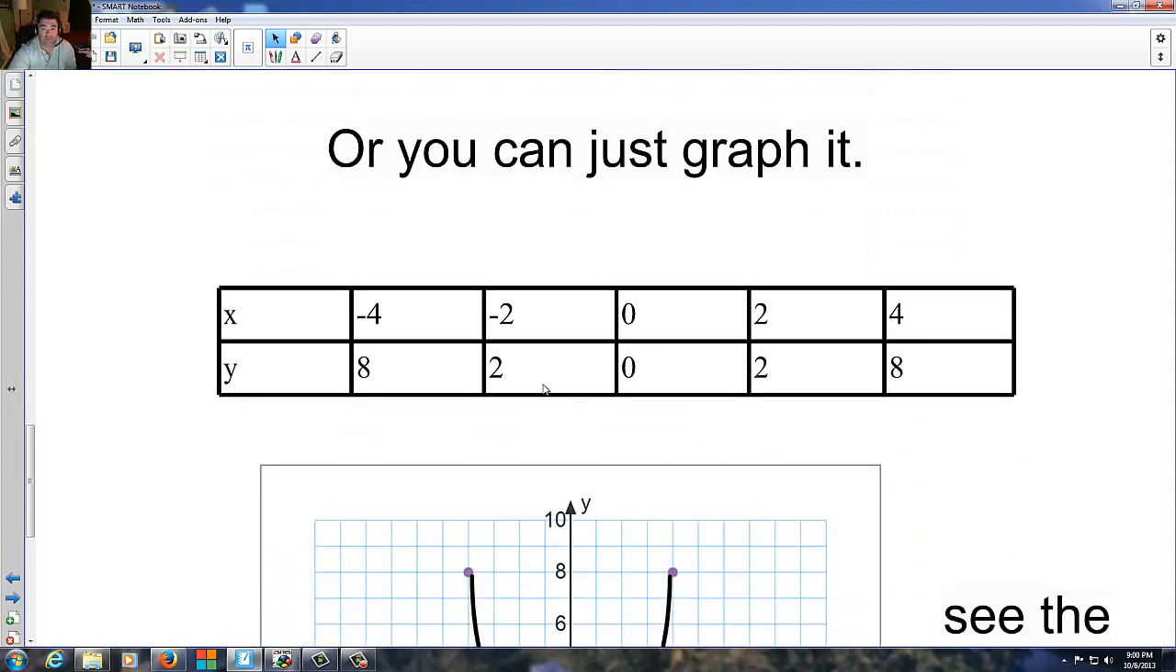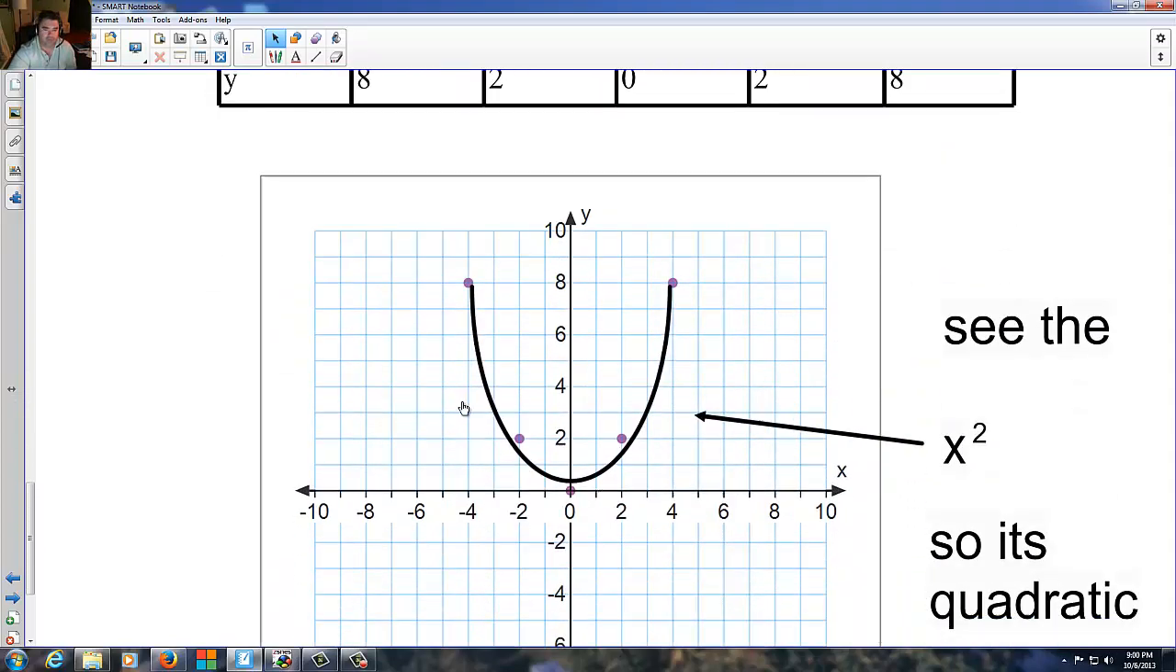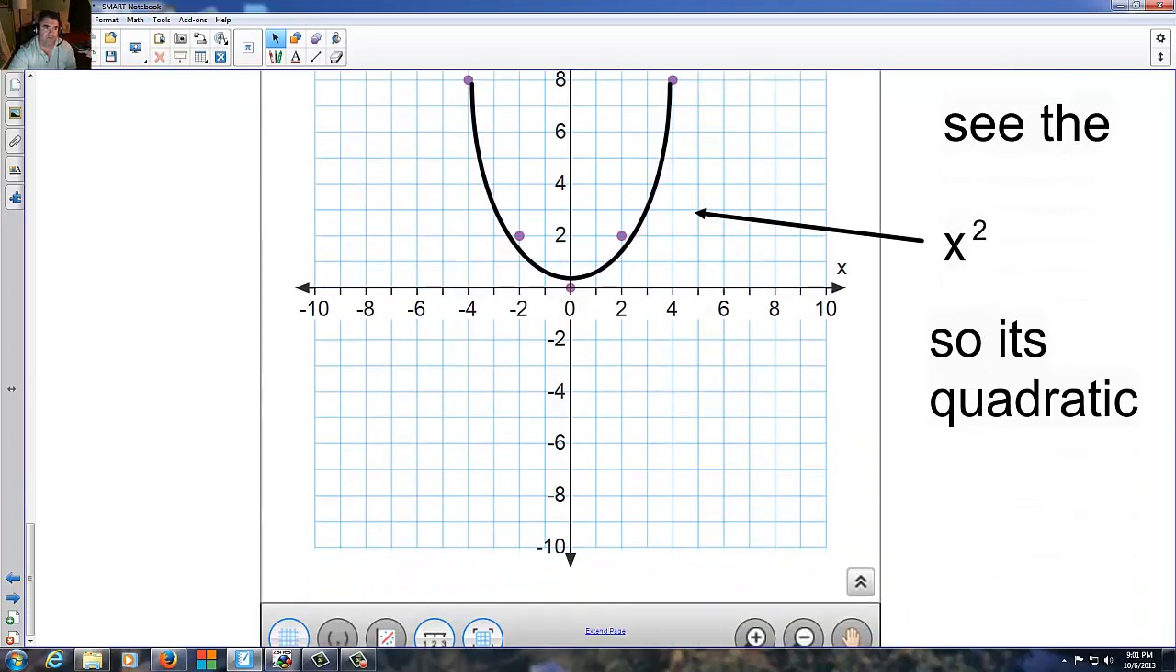Or you can simply graph it. Plug these numbers in. Notice you have your basic horseshoe. The program I use cannot give me a perfect parabola, but it gets it pretty close. So see the x squared, so it's quadratic.